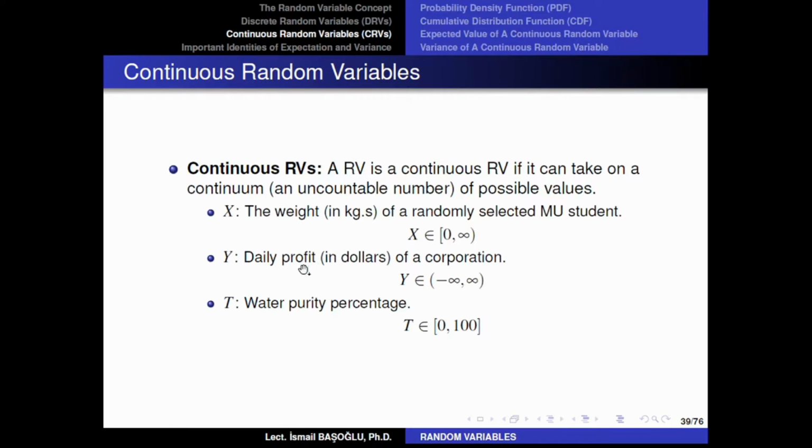Similarly, the daily profit of a corporation in dollars is again a continuous random variable. So Y is a value between minus infinity and plus infinity. We say daily profit, but not every day is the corporation going to make a profit. On some days it is going to have more costs than revenue, so the profit on some days can be negative as well. So we theoretically cannot put any boundary on the daily profit, and we say that it is between minus infinity and plus infinity.